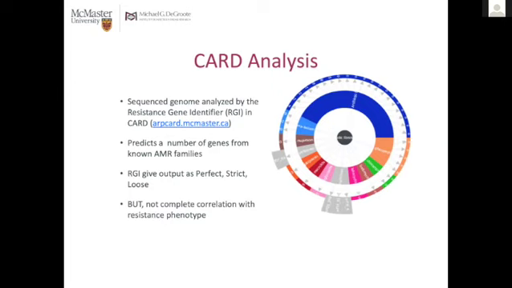And we used a tool on there called the Resistance Gene Identifier, which will predict a number of genes from known antimicrobial resistance families. The output that you get from this is either perfect, which means that the gene you're sequencing is the exact gene that's been deposited in CARD. Strict, which is at a certain hand-curated cutoff, whether it's 97% or 88%, depending on the family, means this is likely going to be a beta-lactamase of family X.